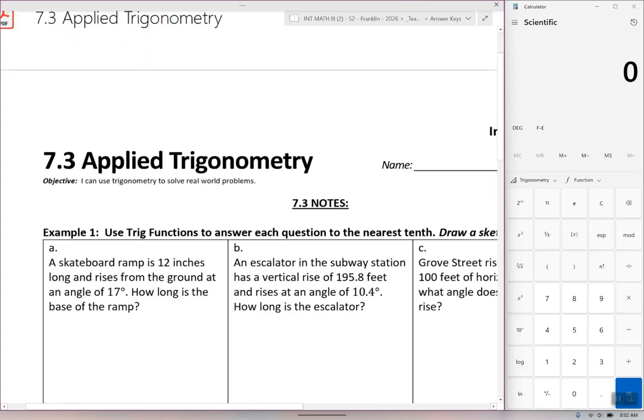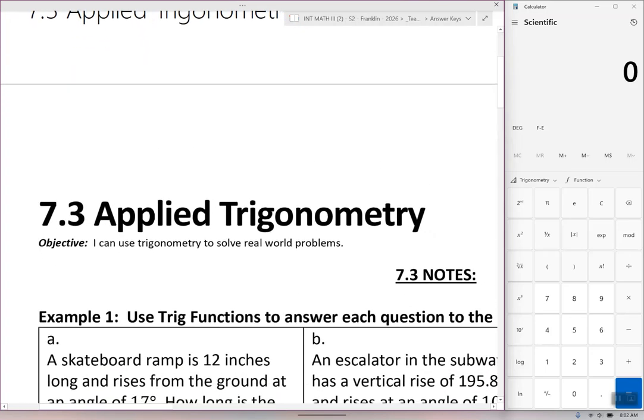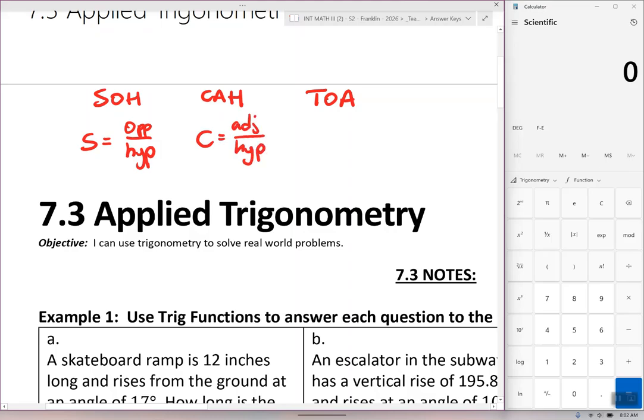Now, before we start, let's just review really quick our acronym SOHCAHTOA, which does give us those trig functions in a helpful way. So remember, sine is the ratio of the opposite over the hypotenuse. Cosine is the ratio of the adjacent side to the angle over the hypotenuse. And tangent is the ratio of the opposite side over the adjacent side.